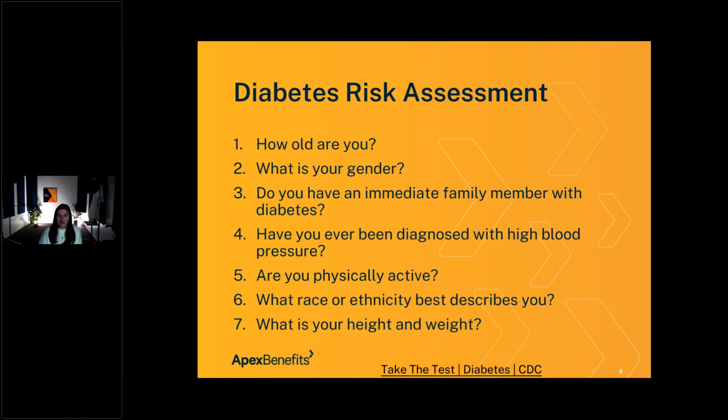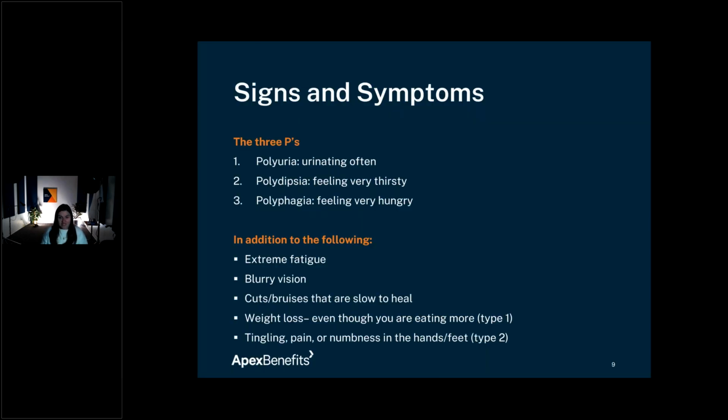The sixth one I want to pay attention to: what race or ethnicity best describes you? Believe it or not, people with certain ethnic backgrounds are more prone to getting type 2 diabetes. It's unclear why. There's still a lot of research to see, is it socioeconomic related or what is the reason behind that? But Black, Hispanic, Native American, and Asian people are more likely than whites to actually develop type 2 diabetes. So what signs and symptoms should I be watching for?